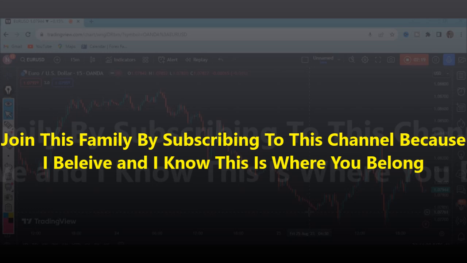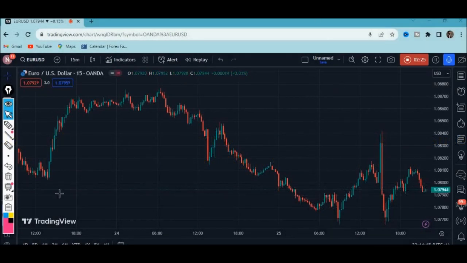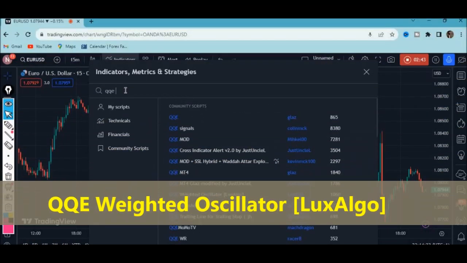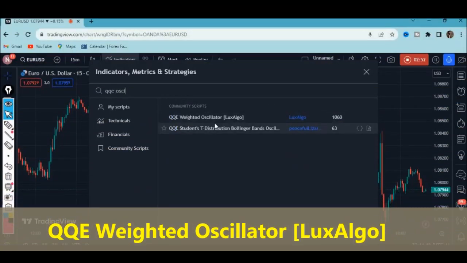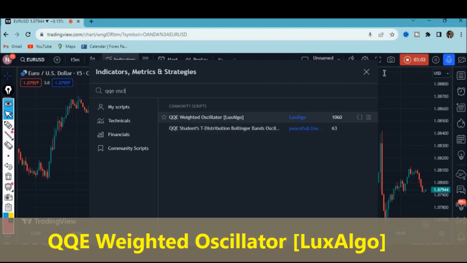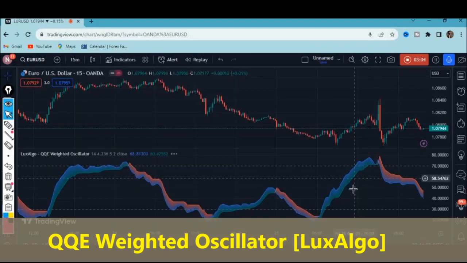So guys, without further ado, let's add the indicator so that I can talk about something you really need to see right on it. I'm just going to click on the indicators tab. Once you click on it, you type QQE oscillator. Then click QQE weight oscillator by Luxalgo. Once you click on it, it will appear like this right on your chart.